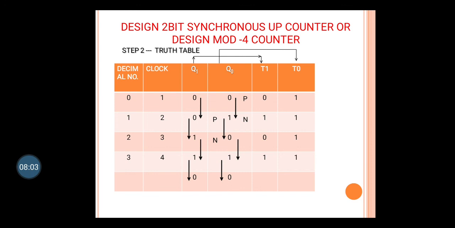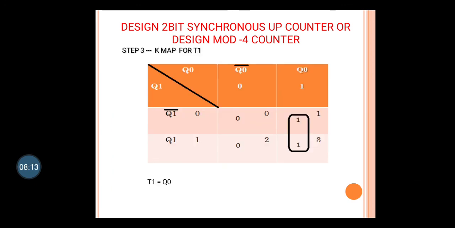Now since there are two outputs, T0 and T1, for T0 one K-map table will be there, and for T1 one K-map table you have to draw and find the equation. So here is the K-map for T1. Q0 and Q1 are the two inputs. The two-input table is drawn here, and then the grouping of ones, and T1 is equal to Q0 you get.